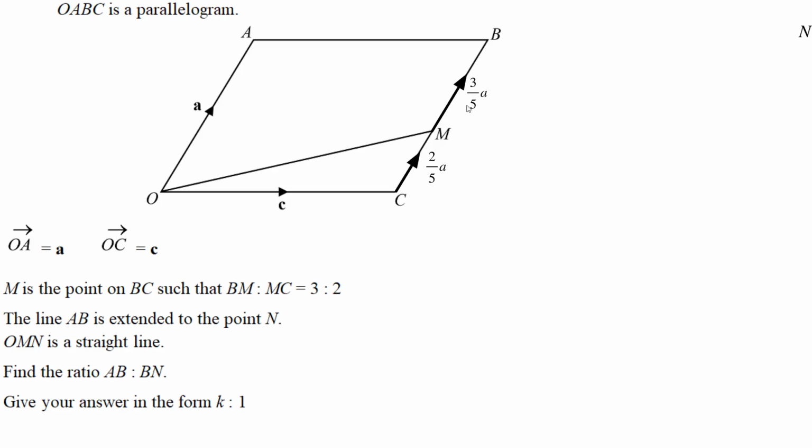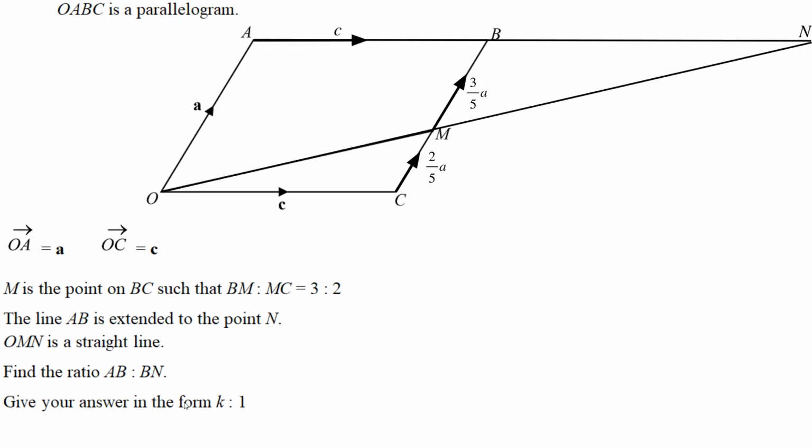Okay, so the line AB is extended to the point N. OMN is a straight line. Find AB:BN. This is also c, by the way, because it's a parallelogram, as the question tells us. So we want to find 2 different ways to get from A to N. Well, if we can figure out what A to N is, and we already know what A to B is, we can work out B to N. And then we'll have AB:BN.